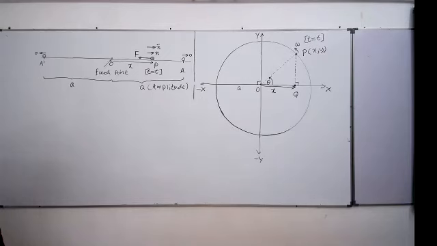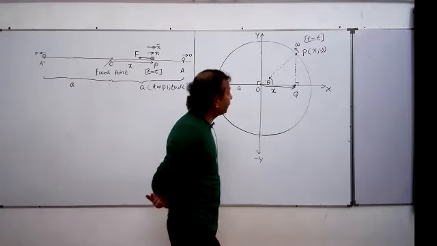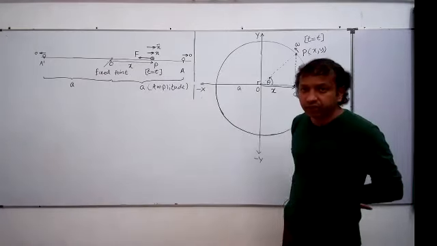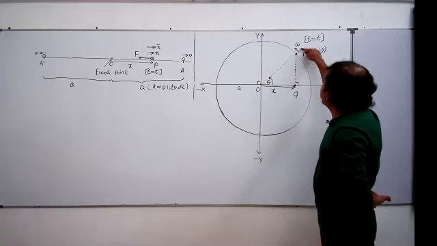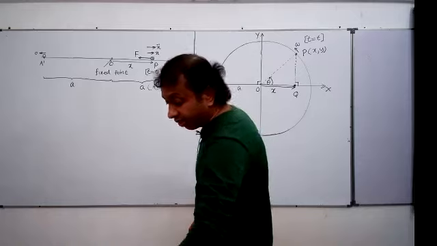Well, now you can see, when this way a particle P moves on a circle with constant angular velocity, you know, centripetal acceleration.